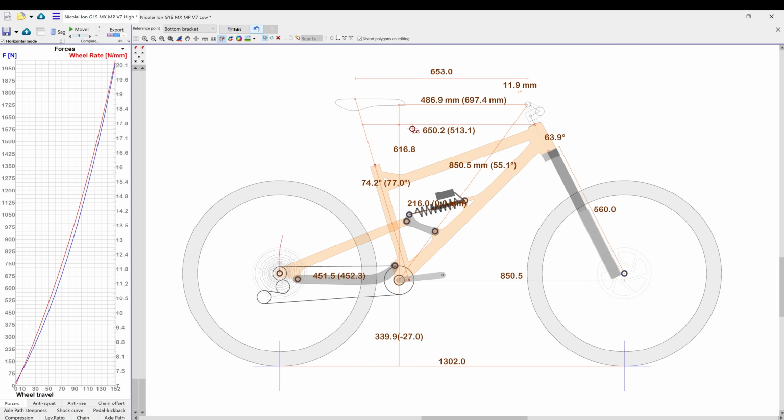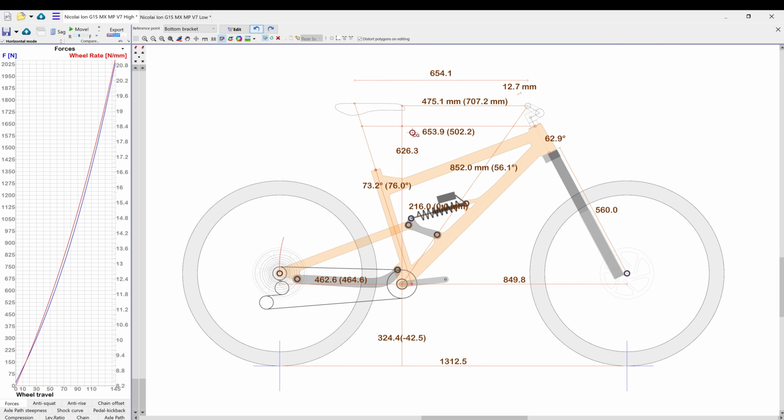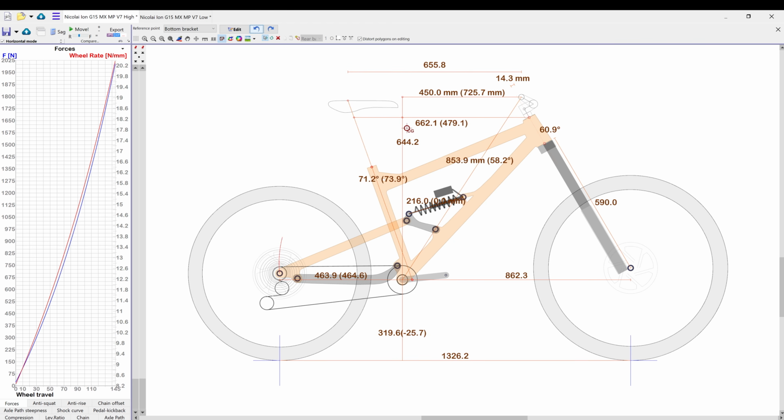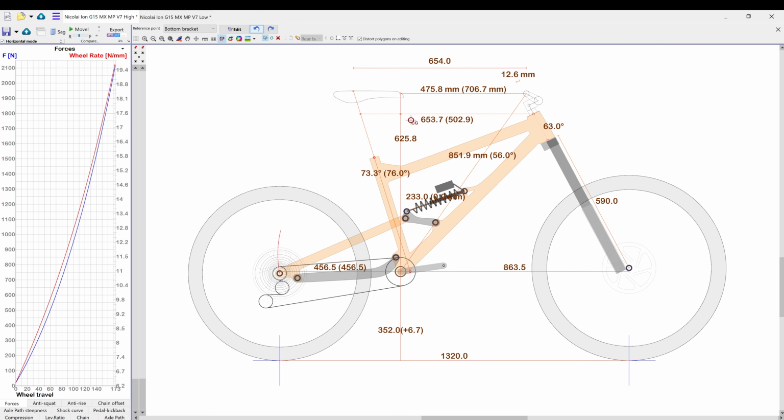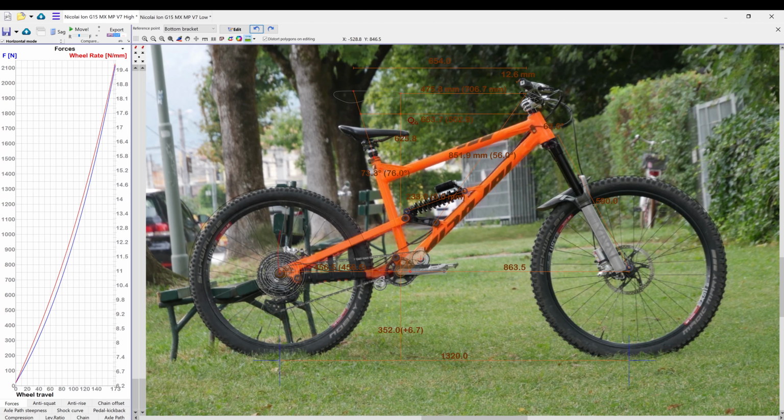From its stock form, I increased the chainstay length, installed a longer fork, turned the bike into a mullet, and finally, added a custom length shock. I then installed an idler pulley, turning the bike into what it is today. But wait, what's the point of having an idler on a non-high pivot bike? Hopefully, by the end of this video, you'll see that it's not as pointless as it might seem.